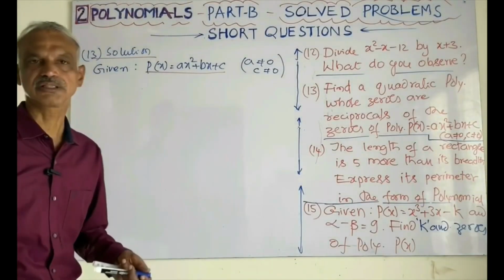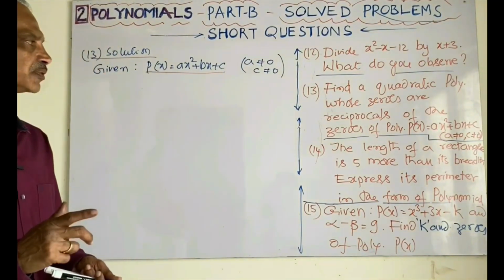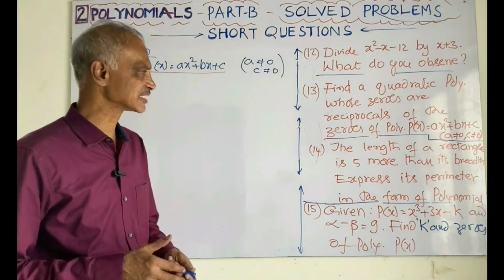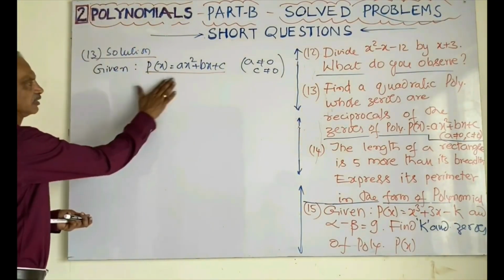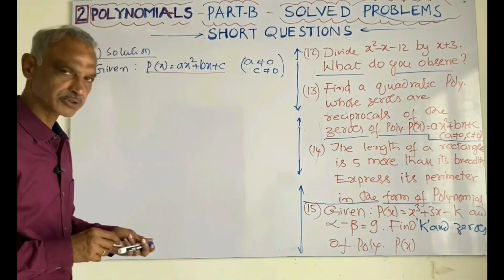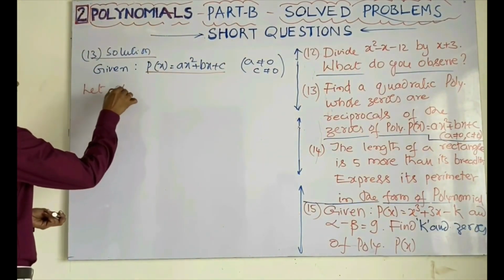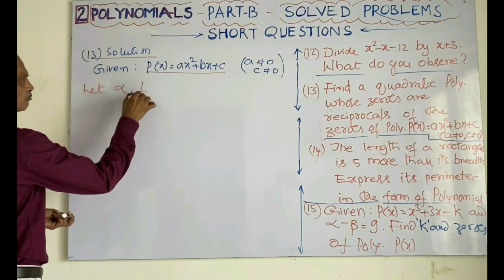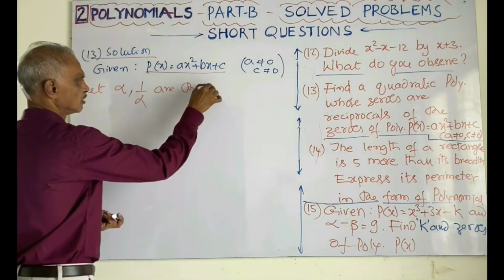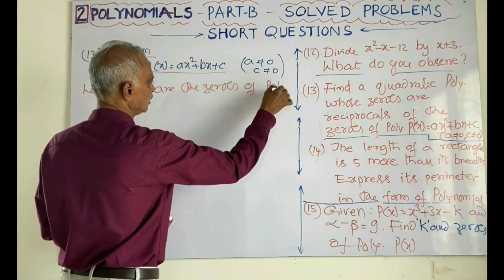Now, what is the 30th problem? Find the quadratic polynomial whose zeros are reciprocals of the zeros of the polynomial ax square plus bx plus c. Now, what is given? Ax square plus bx plus c, the quadratic polynomial. Let alpha and 1 by alpha be the zeros of the polynomial.